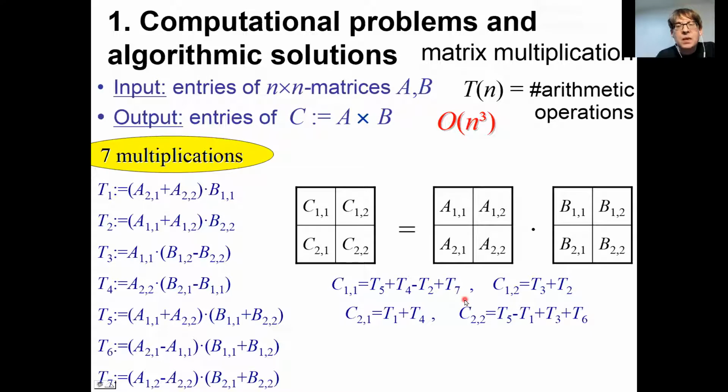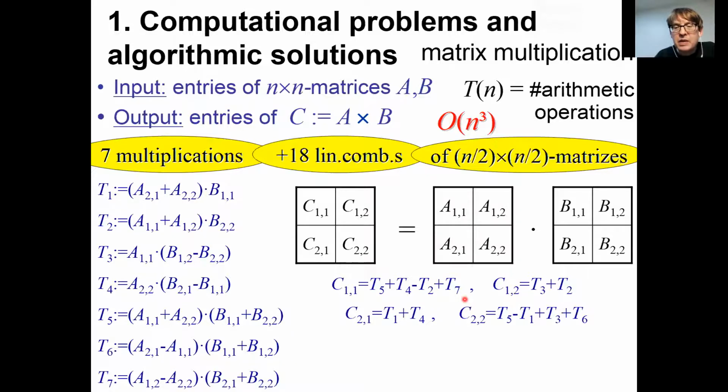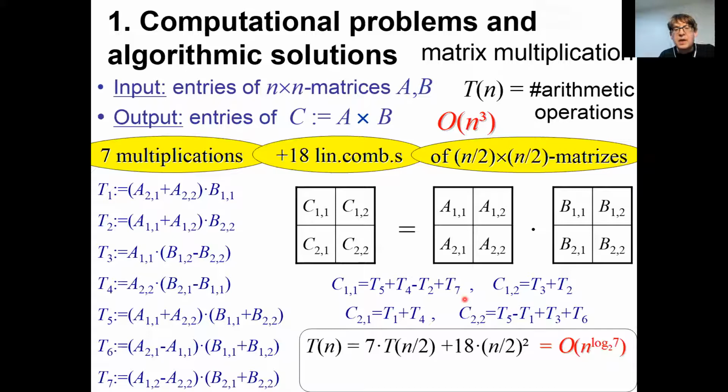The recurrence here has 7 multiplications and many linear combinations, but linear combinations are not costly asymptotically. Matrices of half the size give rise to this recurrence: the cost of our new recursive algorithm is 7 times the cost of multiplying matrices of half the size plus 18 times this quadratic cost for the linear combinations. Asymptotically, yes, please apply the master theorem yourself. That's n to the binary logarithm of 7, which is roughly n to the 2.82, and therefore less than n cubed. So this algorithm has improved from cubic running time to subcubic running time.